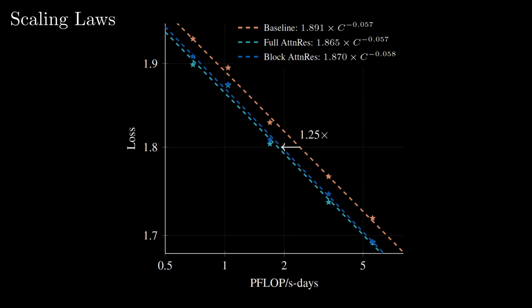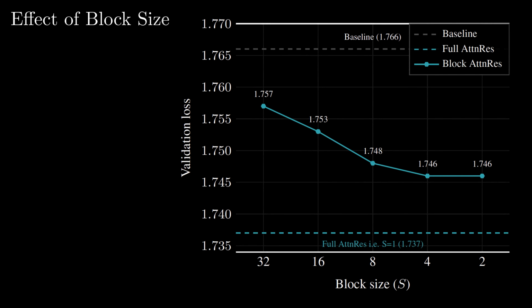Look at the scaling curves. Attention residuals consistently outperform baselines across all model sizes. With just 8 blocks, block attention residuals recover nearly all the performance of full attention residuals. The paper reports a 1.25 times compute advantage over standard residual connections. In other words, attention residuals reach the same loss at 20% lower compute costs. Now look at the effect of block size.